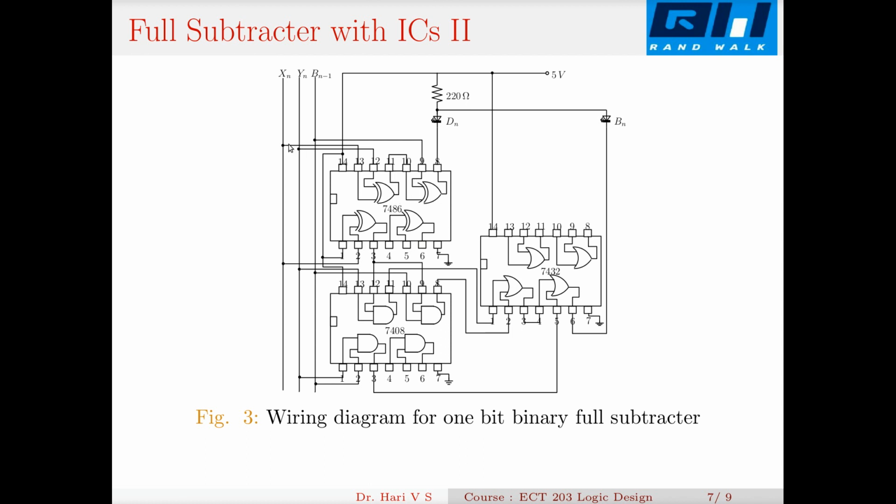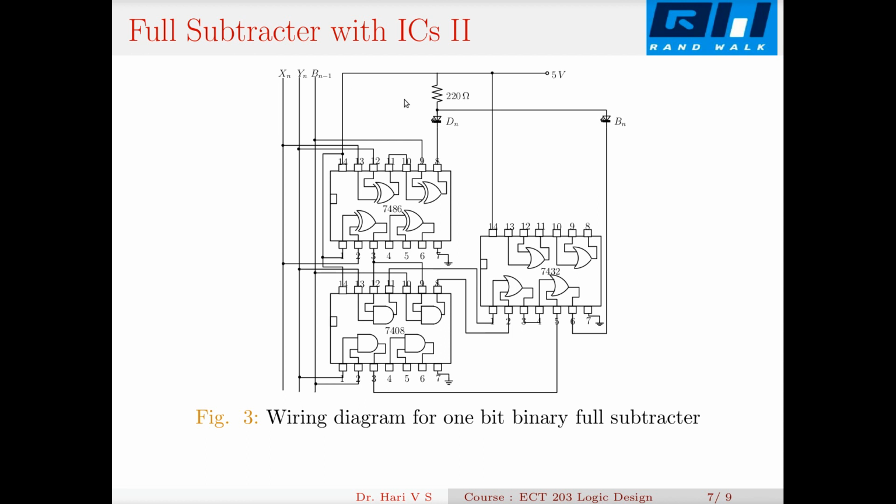That is, I apply xn here, yn here. So this output is xn XOR yn, and this is XORed with bn minus 1. So this series connection, this cascade, gives me xn XOR yn XOR bn minus 1, which is my dn output. This I connect to a normally on LED through a 220 ohm resistor. Okay, the supply, ground, everything should be made. First you have to connect the ground, and then you have to connect the supply and everything.